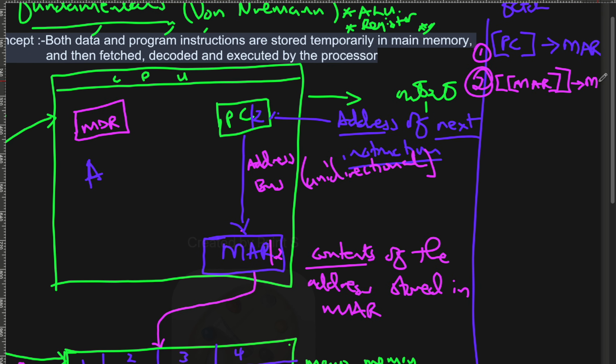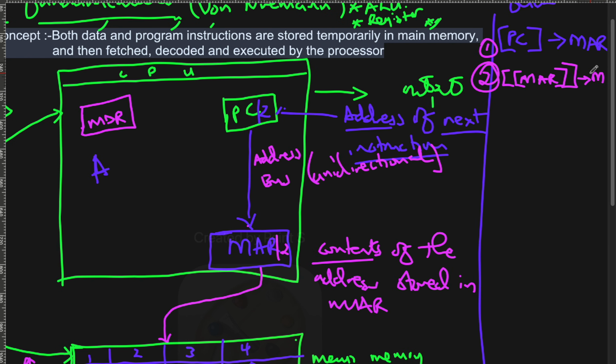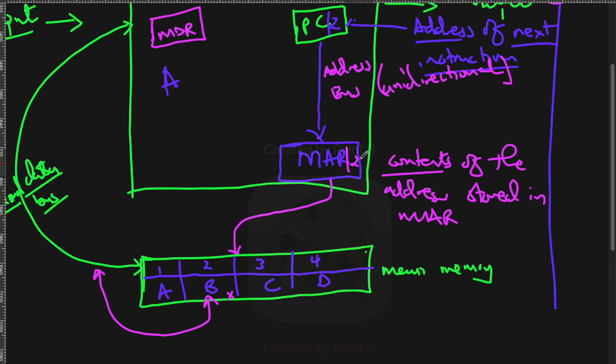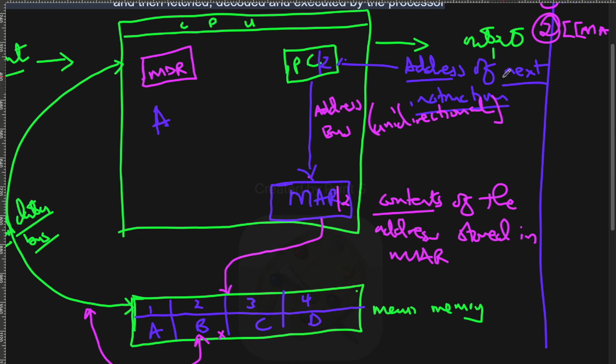Okay, let me just remove that. I'm putting that in the MDR, the memory data register. So the second step involves the memory data register receiving information that is stored in the contents of the MAR. That's basically what's happening there. So what is stored in 2 is the one that we need to go now into the MDR. That's going to be step number 2.